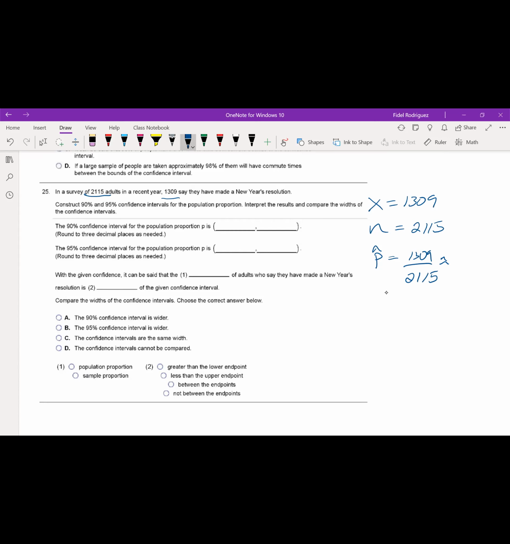Let me get my calculator, and I'm going to take 1309 and divide it by 2115. As a decimal, I'm coming up with 0.62. I'm going to round to 2 decimal places right now, so 0.62. So first thing we're going to do is find a 90% confidence interval and a 95% confidence interval.